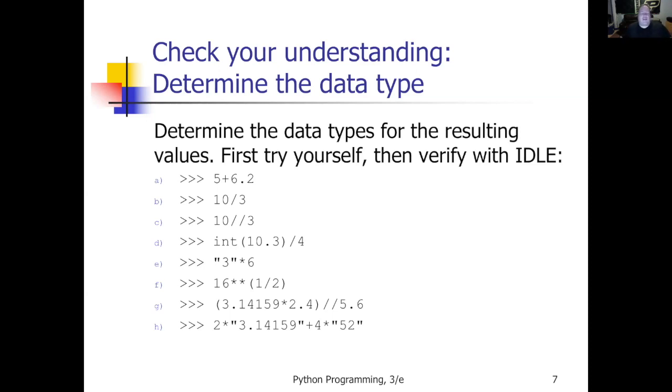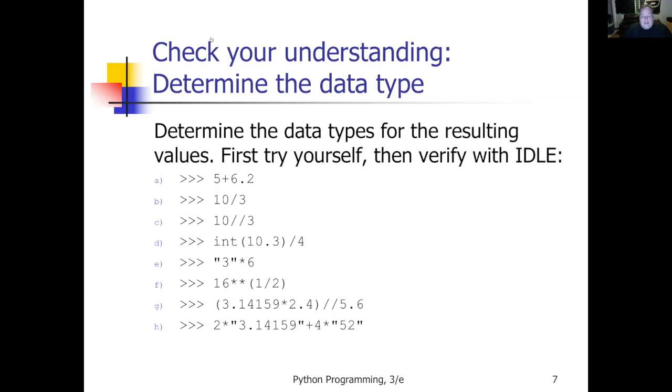But if I just look at a couple of these, how about 5 plus 6.2? Well, it's 11.2, so that's a data type float, right? How about 10 divided by 3? Well, it's divided by, so that's just going to be a float value, right? I'm going to get 3.333 repeating.